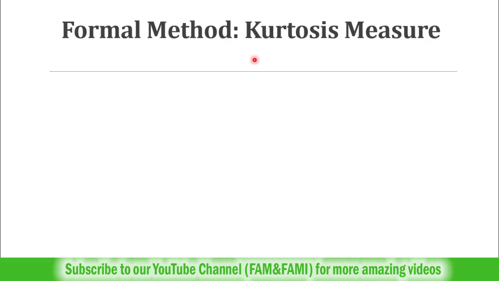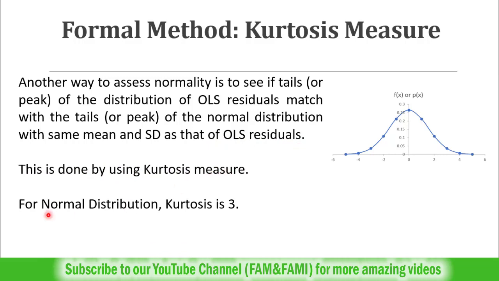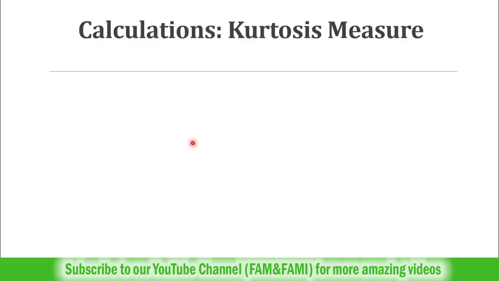Now let's discuss the second formal method, which is the kurtosis measure. Another way to assess normality is to see if the tails or peak of the distribution of OLS residuals match the tails or peak of the normal distribution with the same mean and same standard deviation as that of the OLS residuals. This is done by using the kurtosis measure. For a normal distribution, kurtosis is 3. Now let's discuss how we can calculate the kurtosis measure.